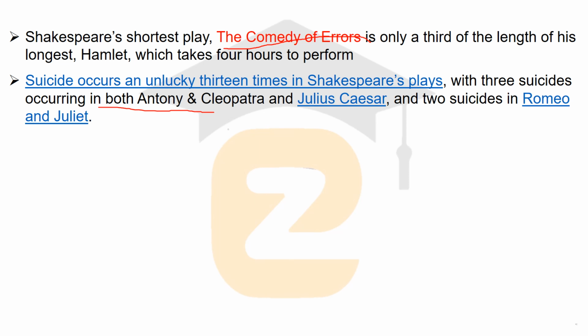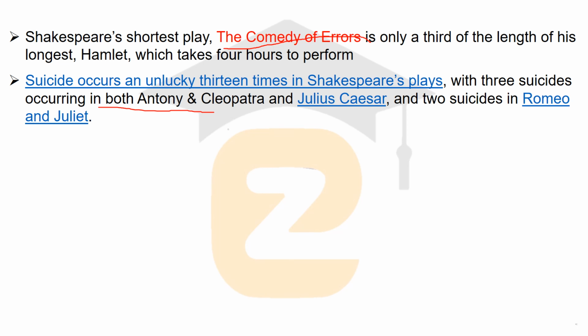Shakespeare has written plays, and in most of them suicide occurs, overall 13 times in Shakespeare's plays. Hamlet, you will see, and Macbeth. These are the plays in which suicide occurs, and overall you will see Antony and Cleopatra. There are three suicides in Julius Caesar and Antony and Cleopatra both, and two suicides in Romeo and Juliet.